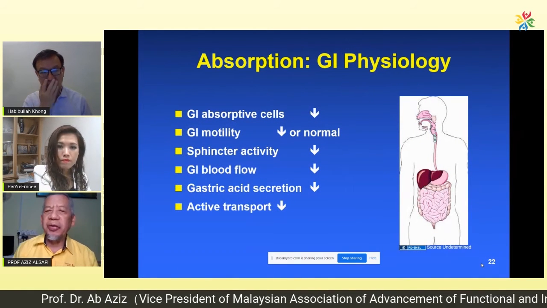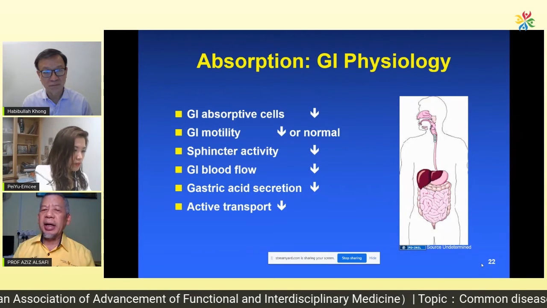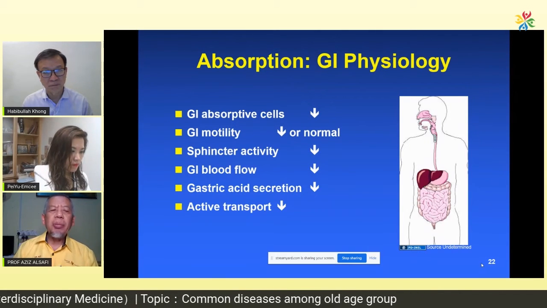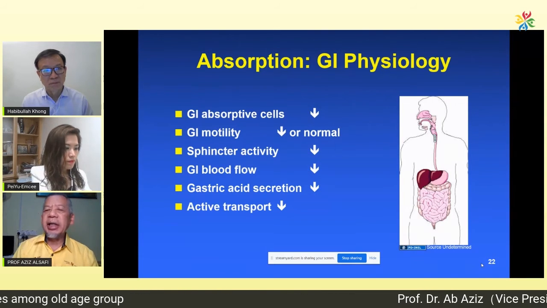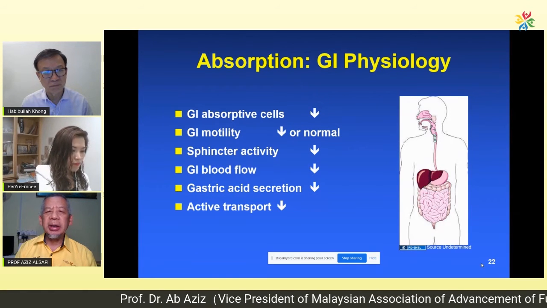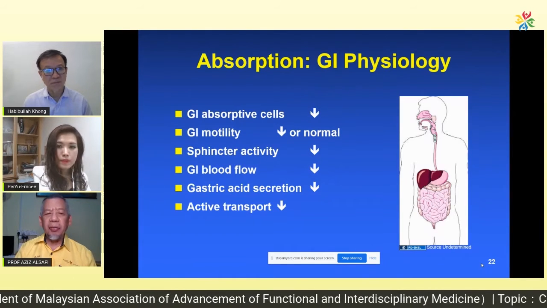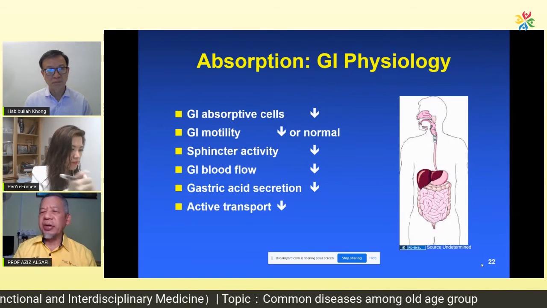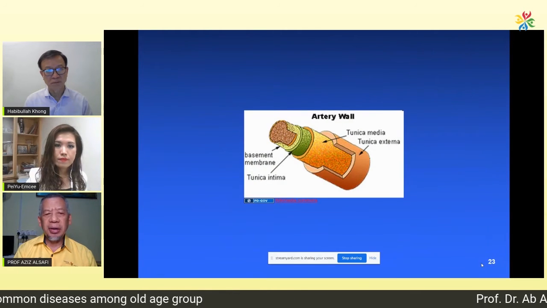For gastrointestinal changes, you can see reduced absorptive cells, meaning that the ability to absorb nutrients will be reduced. GI motility, meaning the movement of the bowel, is also reduced. Sphincter activity is reduced. This will cause a disease we call GERD, gastroesophageal reflux disease. There is reduced blood flow to the intestine in the GI system, decrease in gastric acid secretion, and decrease in the active transport of the cell.